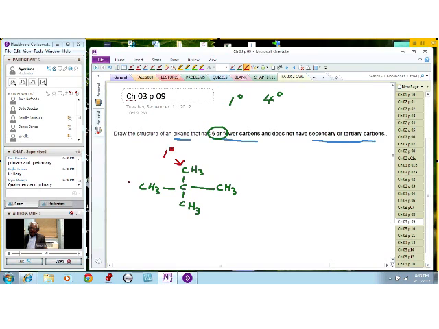So this is primary. Of course, this is primary. And this is also primary. And of course, this here is your quaternary. Okay? So that is what they want us to do: write a molecule that only contains primary and quaternary carbon atoms. And of course, the hydrogens that are attached to the primary carbon are referred to as primary hydrogens. So all of these are primary hydrogens. Okay, let us move on.